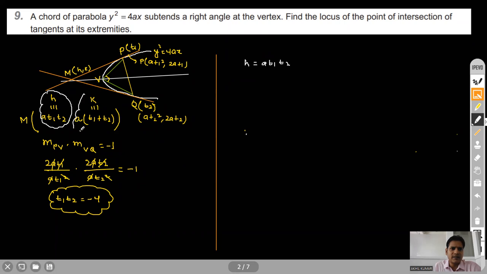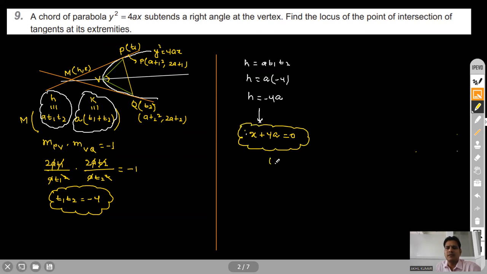And this is our k coordinate. I don't think we require this k coordinate, the y coordinate. So h is equal to a into the value of t1 t2, which is minus 4. So h is equal to minus 4a. Now for writing the locus, we replace h by x, and we get x plus 4a is equal to 0. This will be the required locus of the point of intersection of these two tangents.